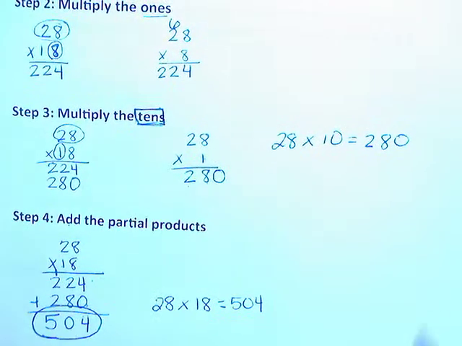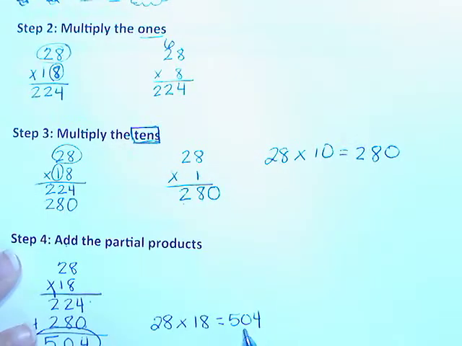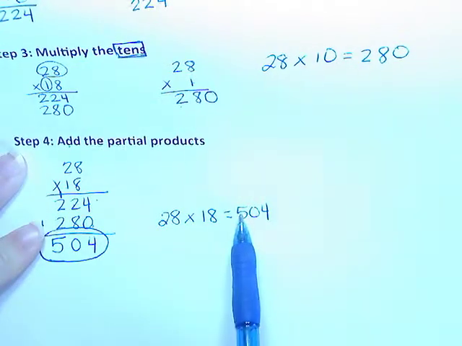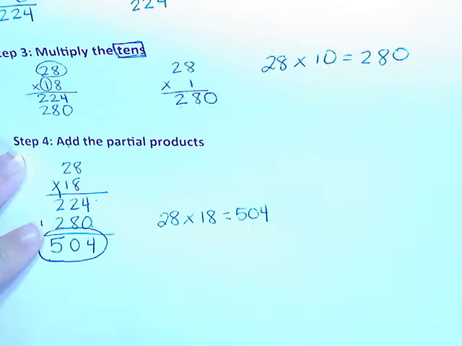504. And if we notice up at the top, our estimation was about 600. We're within 100 of 600, so I would say our estimation was pretty good.